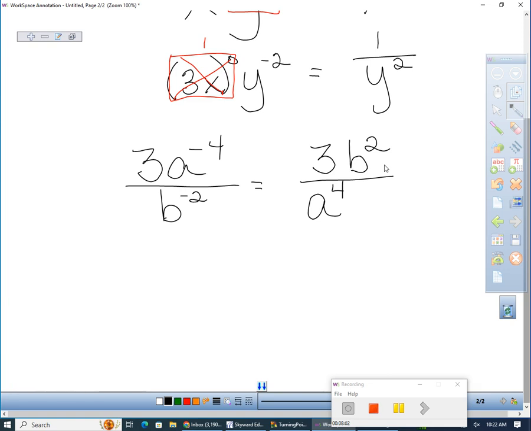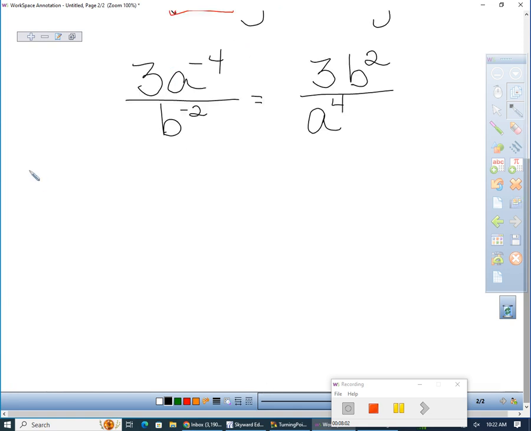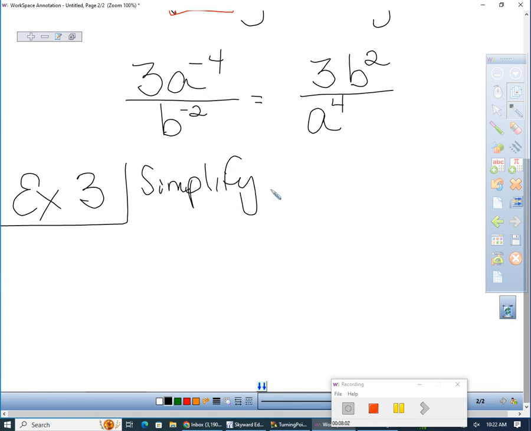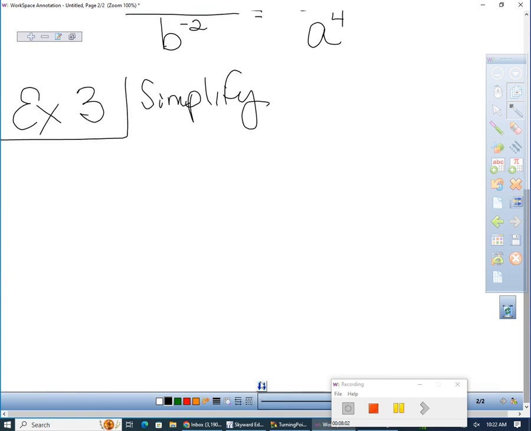Sure, let's do example 3. It's still going to be part of the same section, but I got to make them a little bit tougher, because there are a couple harder ones in this same section. All right, so it still says simplify. All right, let's up the ante a little bit. Let's do, how about 2 to the negative 3, a to the 0, b to the second, over c to the negative 3.